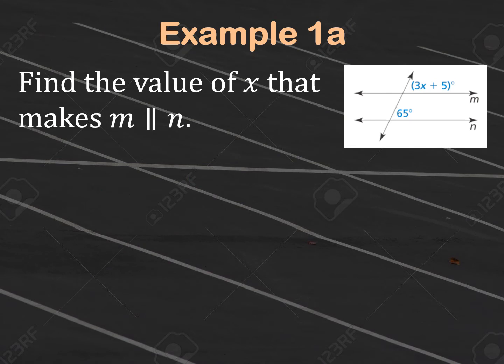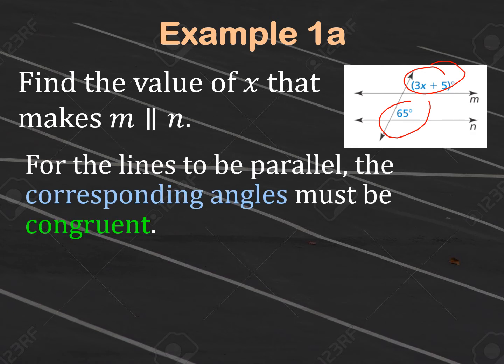So 1a, find the value of x that makes m parallel to n. So for m to be parallel to n, you need these two angles, 3x plus 5 and 65, to be congruent. What kind of angles are they? They are corresponding angles. So for the lines to be parallel, the corresponding angles have to be congruent. So you're going to set the 3x plus 5 equal to 65 and solve for x. Subtract 5 from both sides, divide by 3, and you see that x is equal to 20.